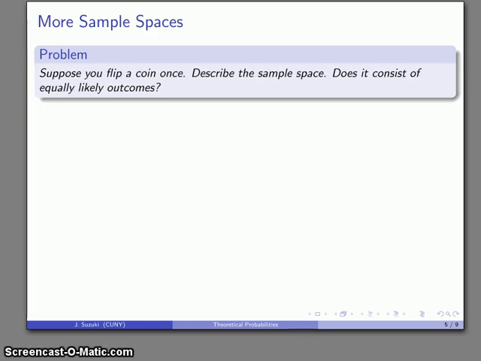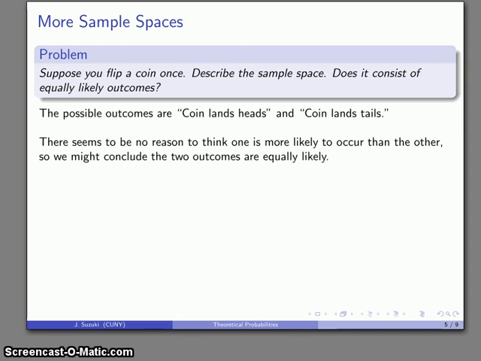Now let's consider a different sample space. Suppose I flip a coin one time, and let's take a look at the sample space and see whether it consists of equally likely outcomes. So the possible outcomes, if I flip a coin, either the coin lands heads or the coin lands tails. And I have two possible outcomes, and the question is, from my experience with the real universe, do I have a feeling that one of these is more likely to occur than the other? And our experience with the real universe says that we kind of feel that these two are equally likely to occur. We don't feel confident that one of these is going to occur more often than the other.